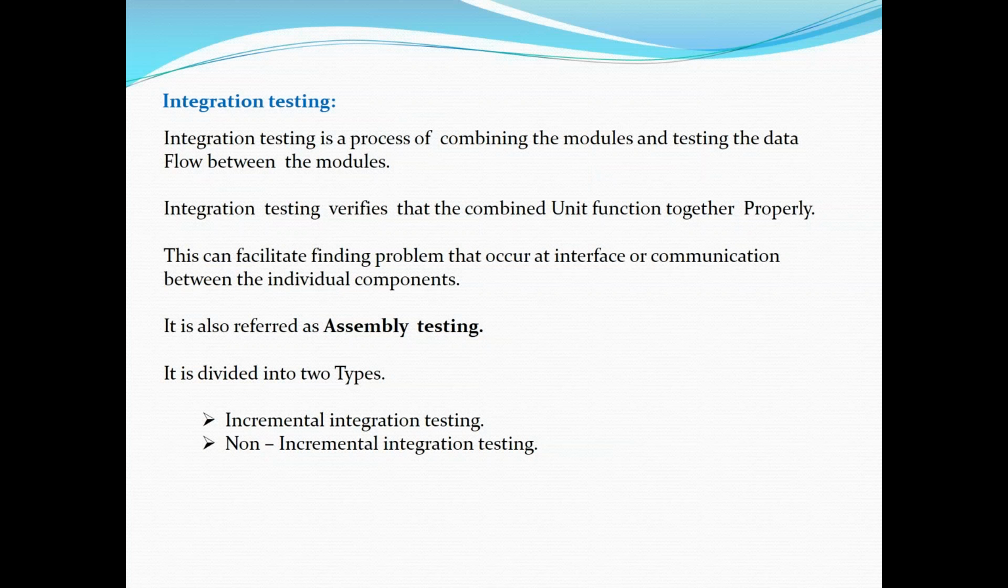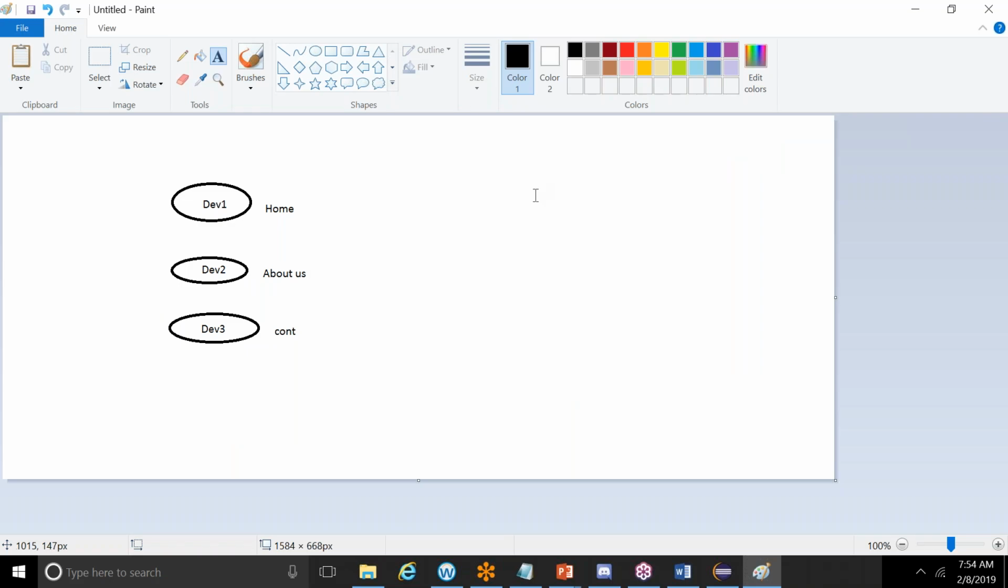So sometimes we need to do integration testing. Generally some developers run it with backend scripting, but as a QA, what you need to test is this: suppose you get an application, you need to check whether the home page is working properly, the about us page is working properly, and the contact us page is working properly.